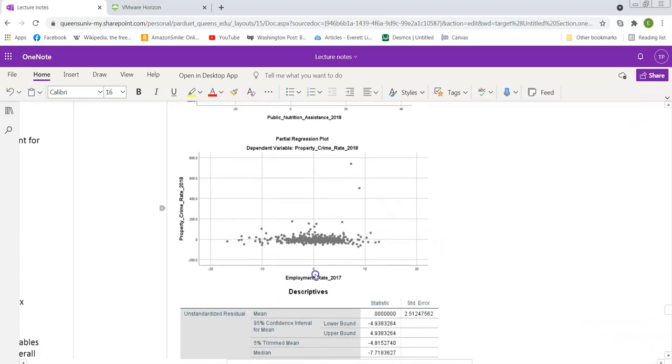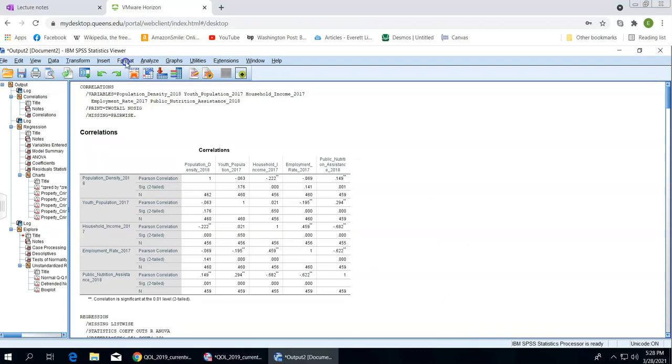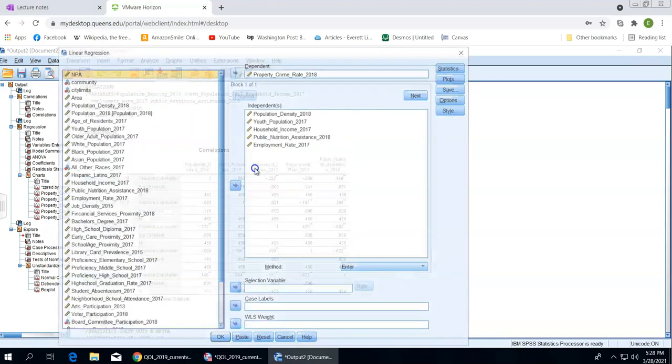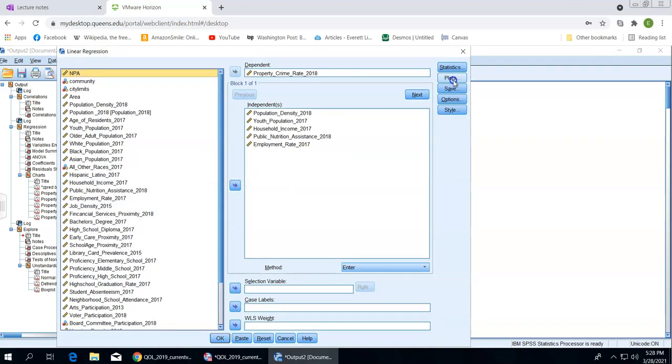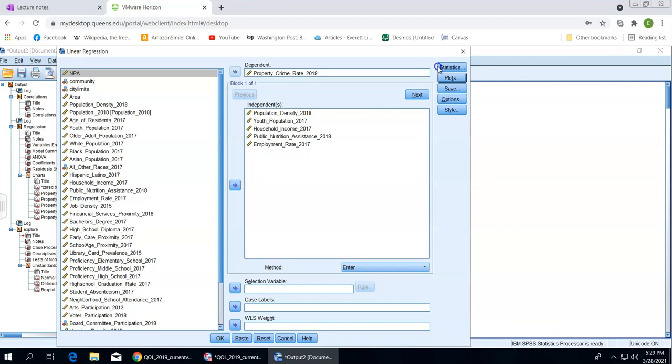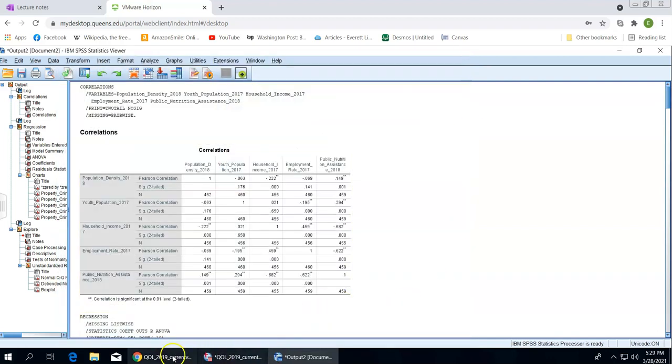These are plots of each one of our independent variables versus the dependent variable. This is what comes out when you click the partial plots in SPSS. When we were in here under Plots and we clicked Produce All Partial Plots, that gives you all of those scatter plots at one time, which is nice if you've got a lot of variables in your model.